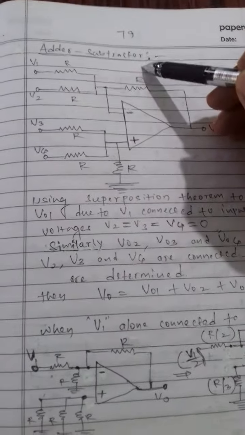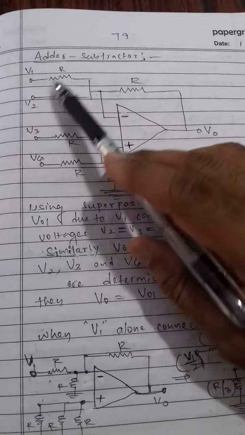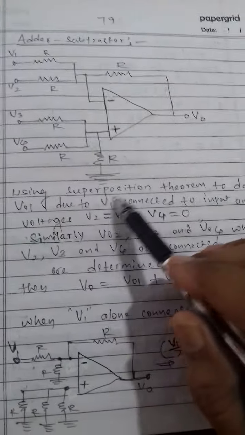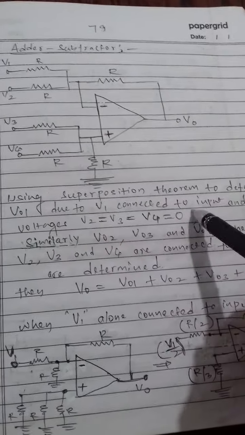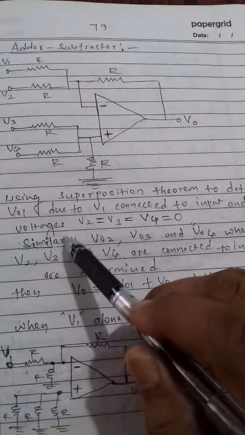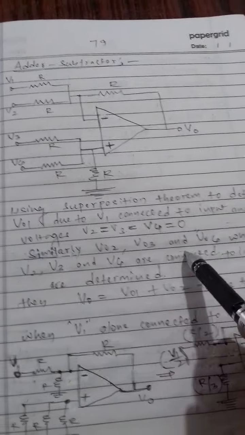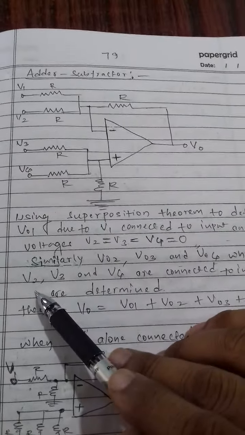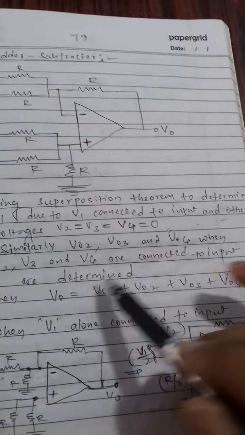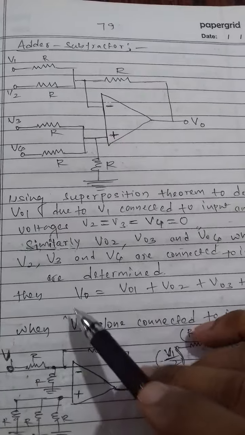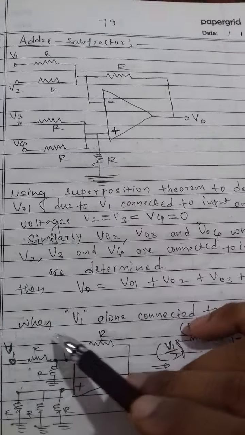The adder and subtractor. This circuit operates both as an adder and a subtractor, with inputs V1, V2, V3 and V4. Using the superposition theorem, determine VO1 due to V1 connected to the input with the other voltages V2, V3, V4 equal to 0. Similarly, VO2, VO3 and VO4 are determined when V2, V3 and V4 are connected to the input. Then the output voltage is equal to VO1 plus VO2 plus VO3 plus VO4.